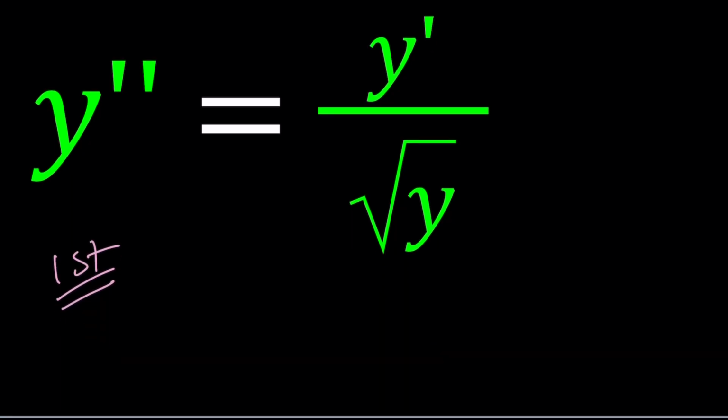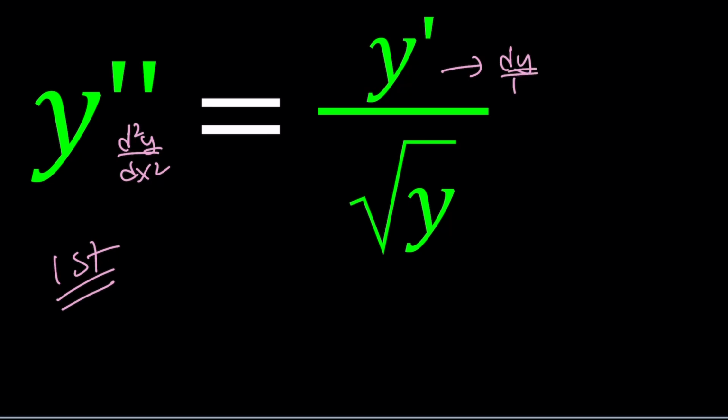I want to treat each side as the derivative of something. So what is y double prime? Y double prime is the second derivative, which can also be written as d squared y over dx squared. And y prime can be written as dy over dx, right? Great. So how do we treat y double prime? It's basically the derivative of the first derivative, right? Okay, that's good for the left-hand side. But what about the right-hand side?